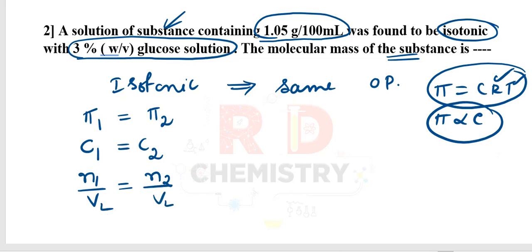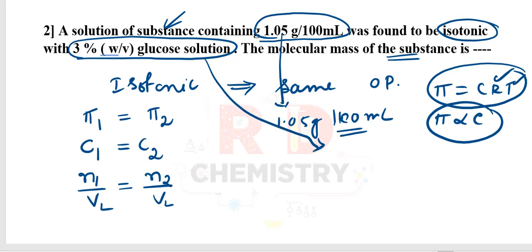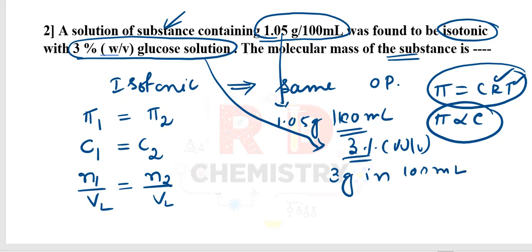Now here, this is 1.05 gram per 100 ml, right? 100 ml means 0.1 liter. Now what is the meaning of 3% weight by volume? It means 3 grams in 100 ml. Percent is always out of 100. Weight by volume means this is the weight in 100 ml, percentage wise. So both are out of 100 ml. So volumes are the same, right?